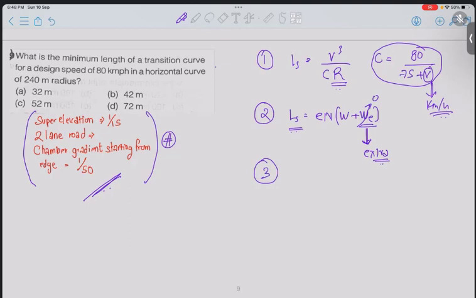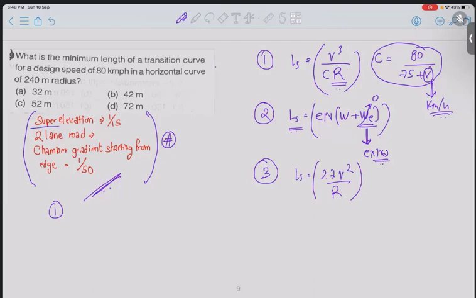Third is from the empirical formula, which is LS is equal to 2.7 V square by R. So the maximum of these three is the length of the transition curve. Let's calculate. Some of you calculate second, some of you calculate first. For the second thing, I will give you a hint.